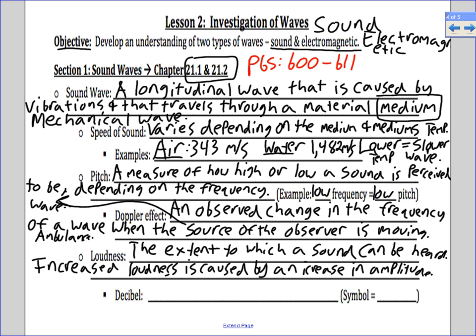Okay? So if you increase the amplitude of the wave, the loudness increases. All right? And if you decrease the amplitude of the wave, it decreases in loudness. That's also a direct relationship. All right? And the way we measure loudness is in decibels.